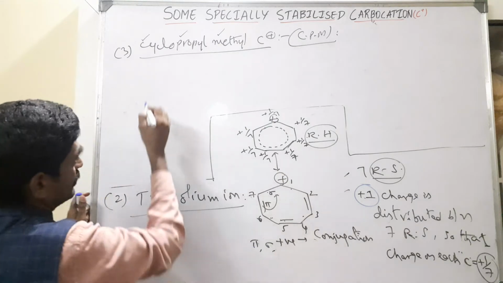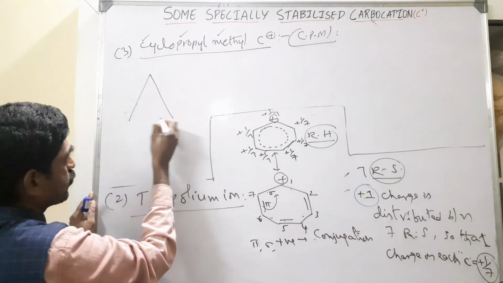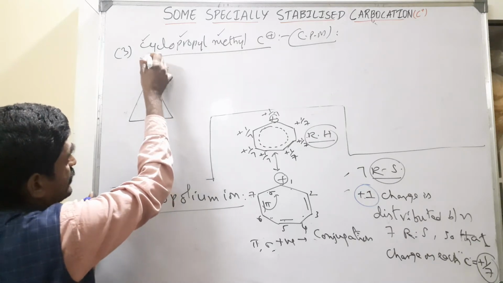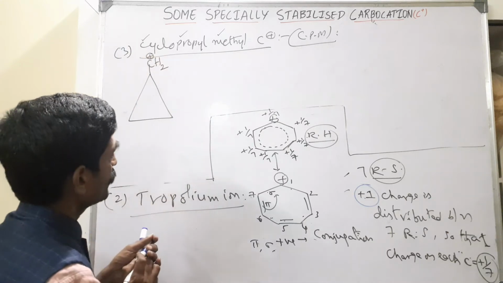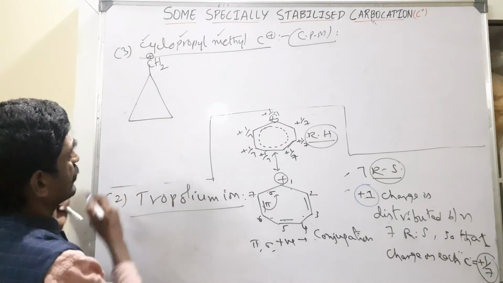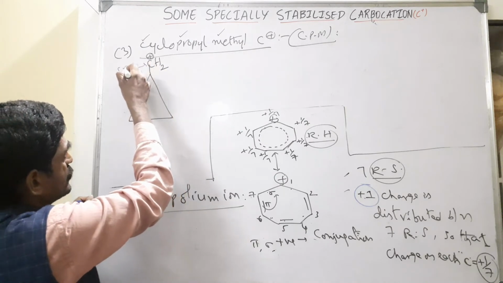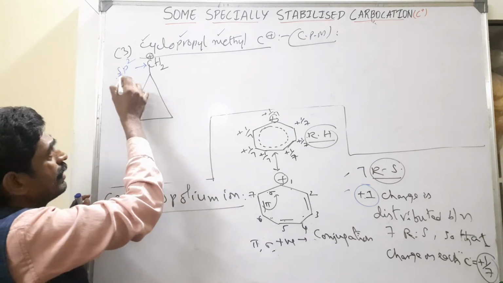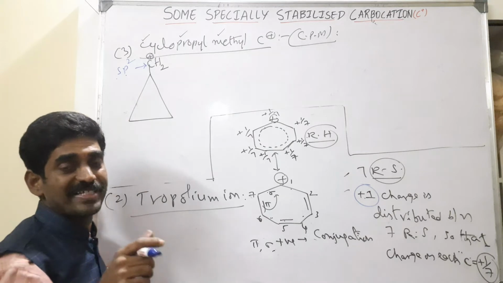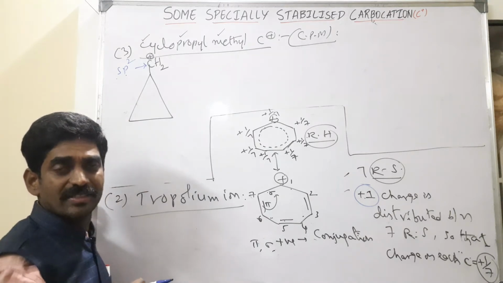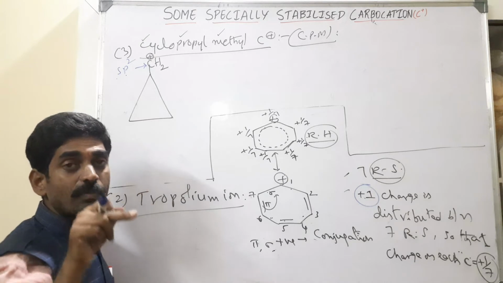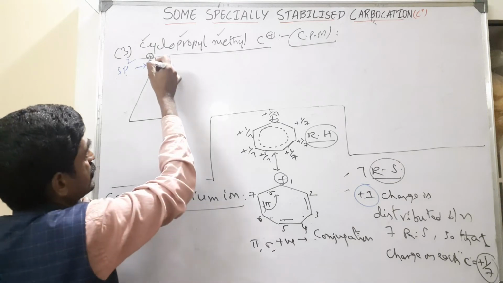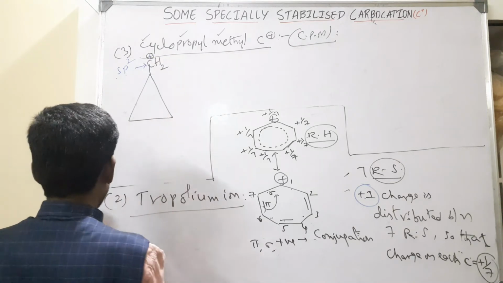How is it going to be stable? This is a cyclopropane, and here this is a cyclopropyl, carrying the positive charge, CH2 plus. Now this carbon undergoes sp2 hybridization. sp2 means one s orbital and two p atomic orbitals are intermixed, and you get sp2 hybrid orbitals. One of the p orbitals is not participating in intermixing. There is an unhybridized p orbital, called the pure p atomic orbital.